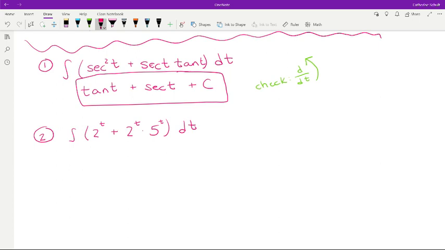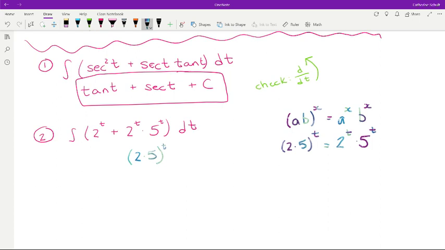So what I'm going to do is use a reverse exponent rule. We have this rule that if we have something like ab to the x, we're allowed to distribute the exponent for products. So it's a to the x, b to the x. So in our case, we have 2 to the t, 5 to the t. The exponent's the same. So going backwards, we can multiply the bases and raise it to the power t. Okay, so this is going to become 2 times 5 to the t. All right, which becomes what? What's 2 times 5?